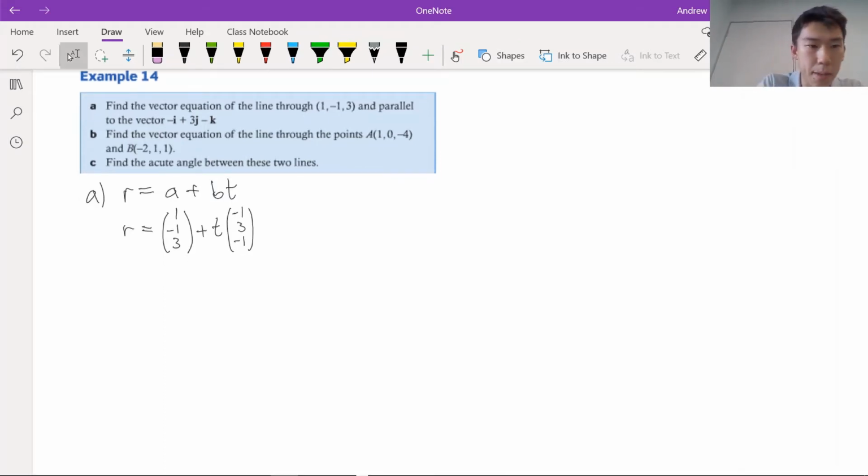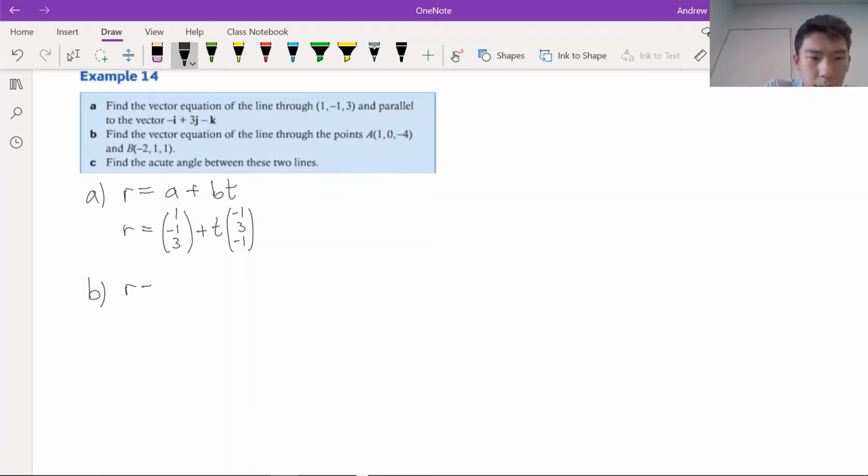Now let's do part B. Find the vector equation of the line through the points A and B. Okay, so this time the line is passing through A and B. Let's just, for simplicity's sake, assume it's going from A to B. Alright, we're going to incorporate that very shortly. And let's just pick a point that it goes through. Let's just pick the point A. It doesn't really matter, because this line goes through both of those points, right?